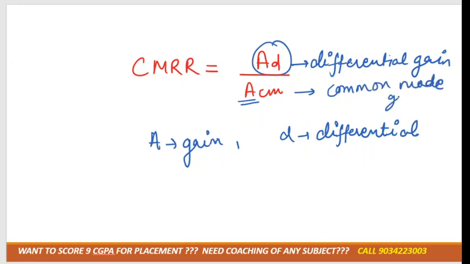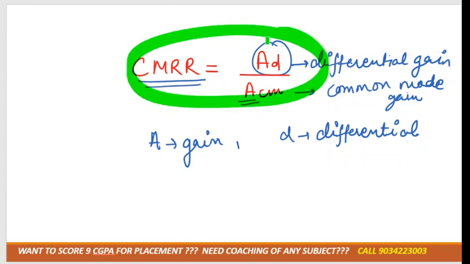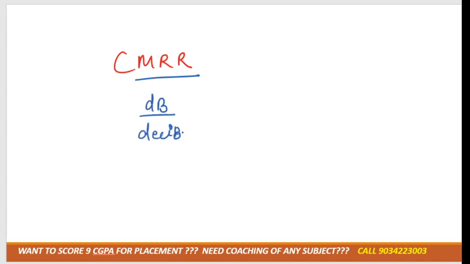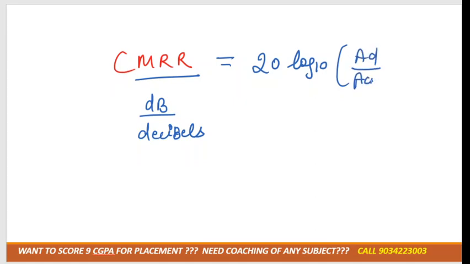Okay, if they didn't mention any unit for CMRR, then we'll use this formula. If they have mentioned the CMRR in decibels, that depends on the numerical. Decibels is represented by dB. In that case the formula is 20 log base 10 of AD over ACM. Okay, clear? So for that we should know the value of AD and the value of the output voltage.